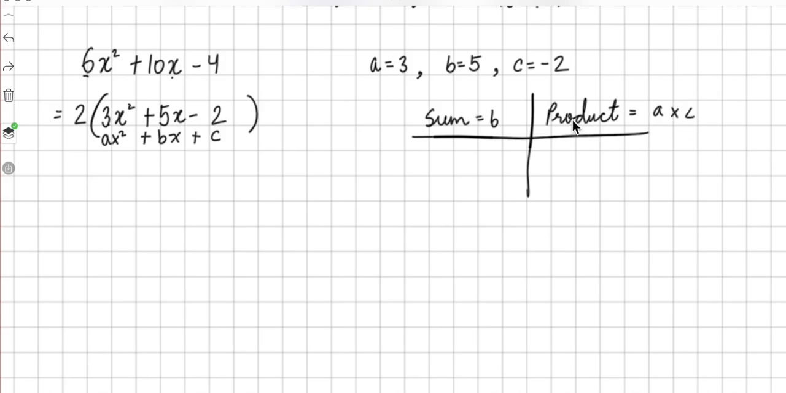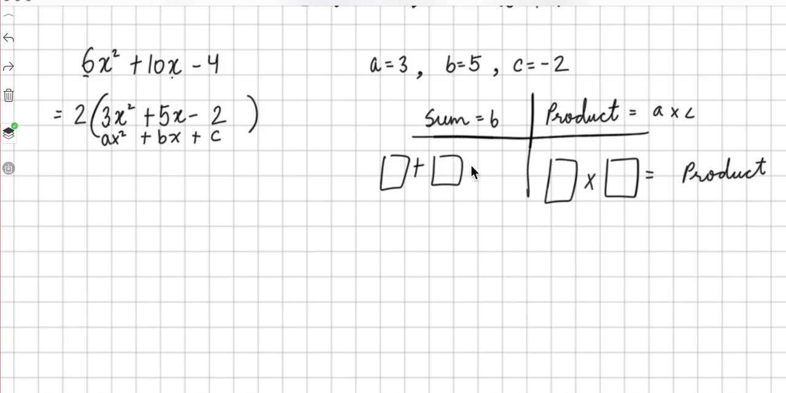So again remember, what is the product here? When you multiply two numbers, the answer is the product. And when we add up two numbers, the result is going to be the sum. So let's see what the sum is here. It's b here. B is 5, so the sum will be 5. That means we need to find two numbers that add to get the sum 5.